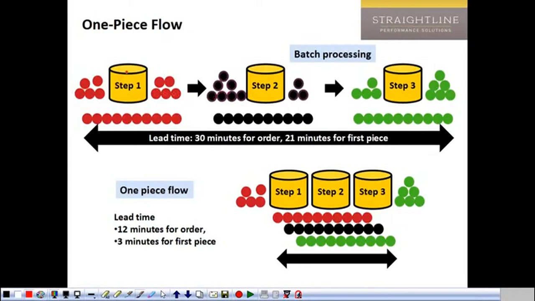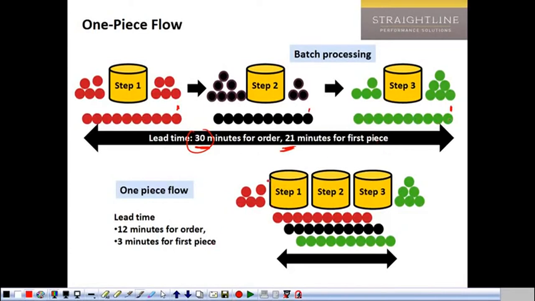All right, if we look at that, if each one of these steps takes a minute, the total lead time to get the whole batch of 10 through steps 1, 2, and 3 is 30 minutes underneath that batching process. And it's 21 minutes for the first unit. Let's say it's this one, which goes in first and is the first one that gets out. That takes 21 minutes. All right, 10 minutes here, 10 minutes here, 1 minute here, and it's done.